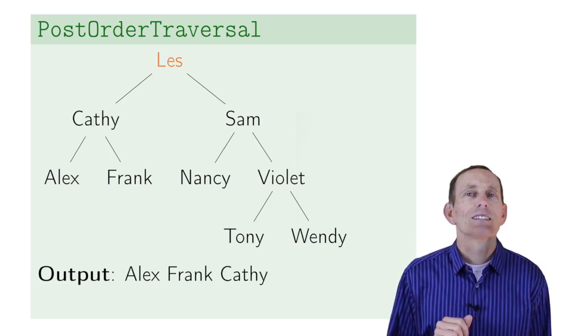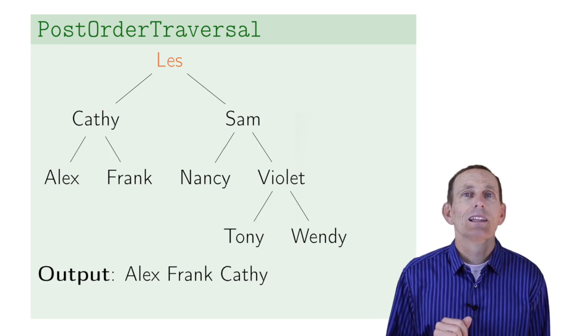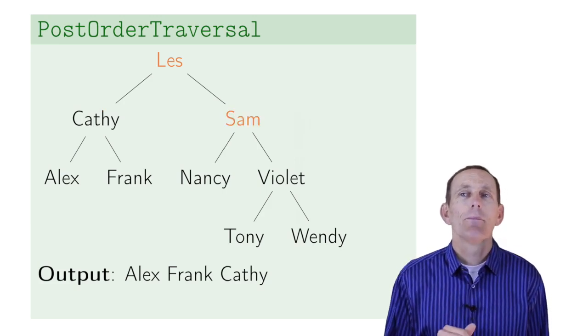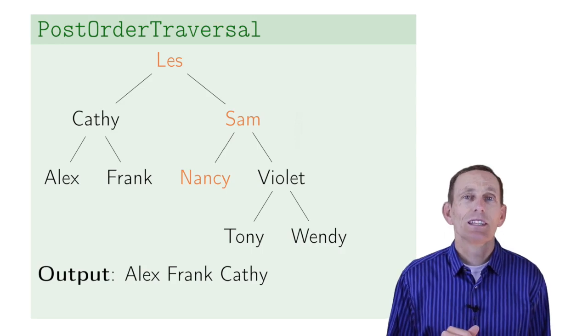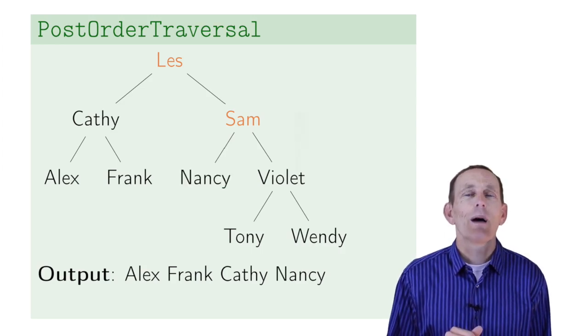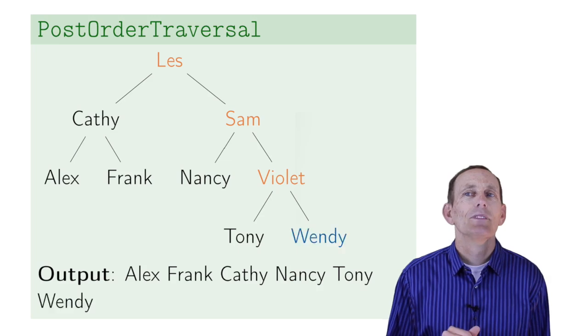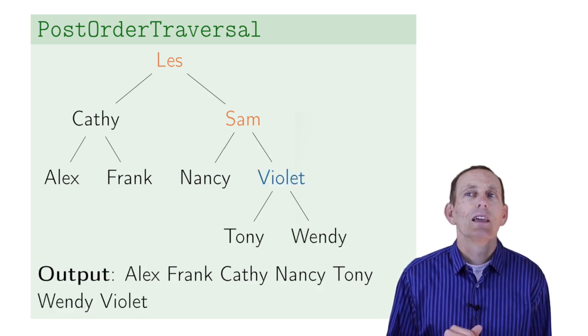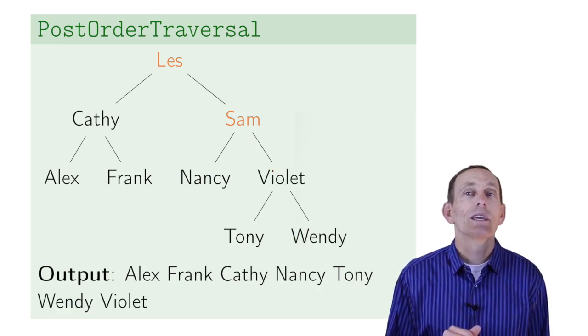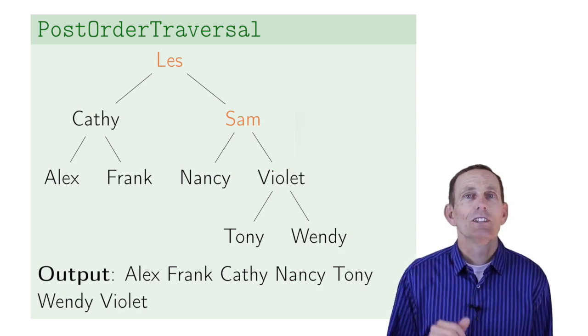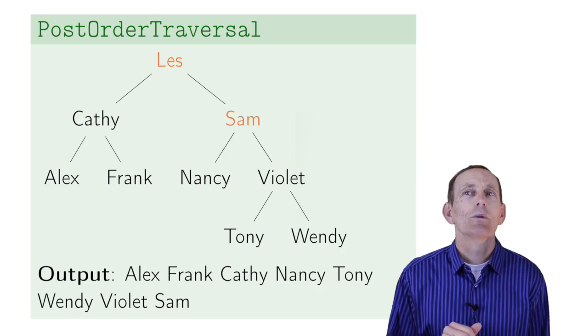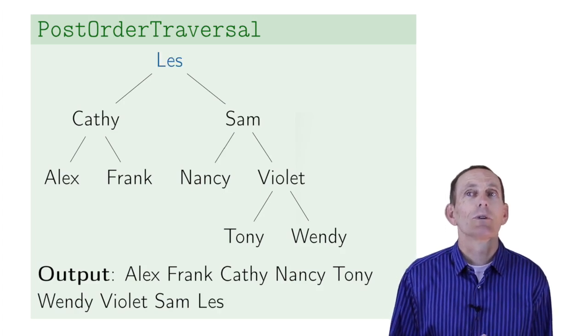We go back up to Les, and we now need to go deal with Les's right child, which is Sam. In order to deal with Sam, we go to Nancy, print Nancy, go back up to Sam and down to Violet, and deal with the Violet tree, which will print out Tony, and then Wendy, and then Violet. And on our way back up, when we get to Sam, we have finished its children, so we can print out Sam. When we get up to Les, we finished its children, so we can print out Les.